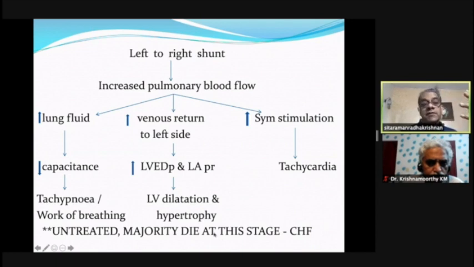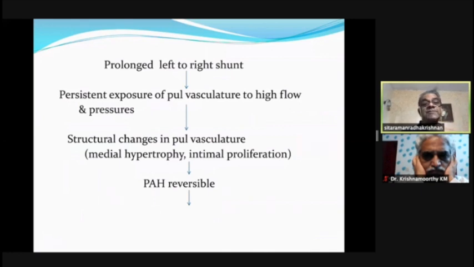And when there is increased fluid in the lungs, they are prone to increased infection. Not uncommon to see these patients coming to you in the emergency with pneumonia, sepsis, and all these things. So most of them die during this phase. Not everybody goes on to develop Eisenmenger or pulmonary vascular disease.